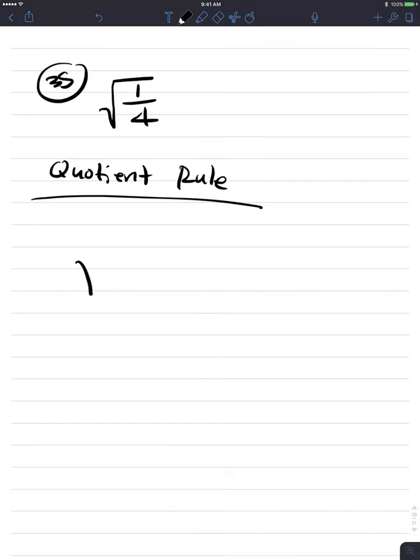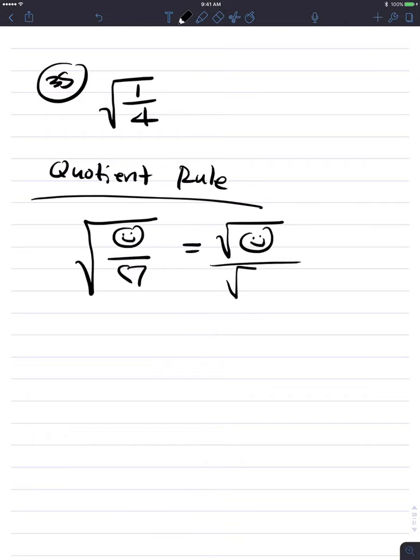35. The square root of a quotient. Similarly, we have the quotient rule for radicals, and that was the following. The square root of a happy face divided by a heart can be described as, separately, the square root of your happy face over your heart equals the square root of happy face divided by square root of heart. The square root of a quotient is quotient of square roots.